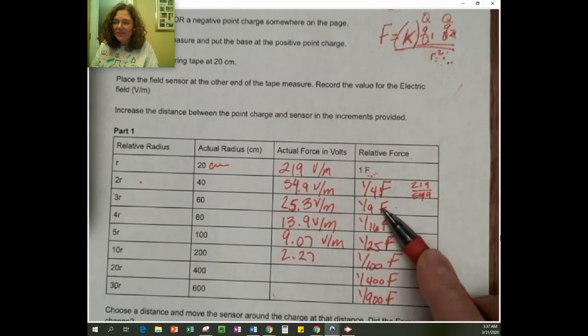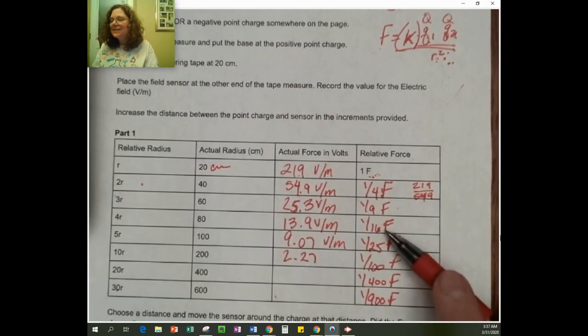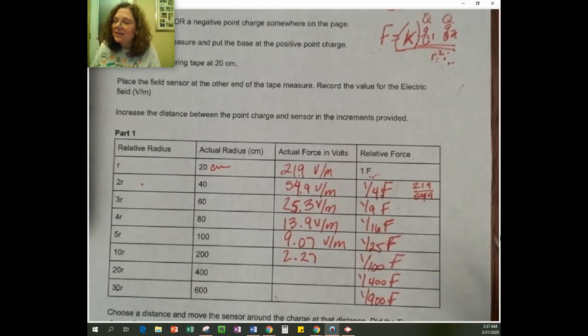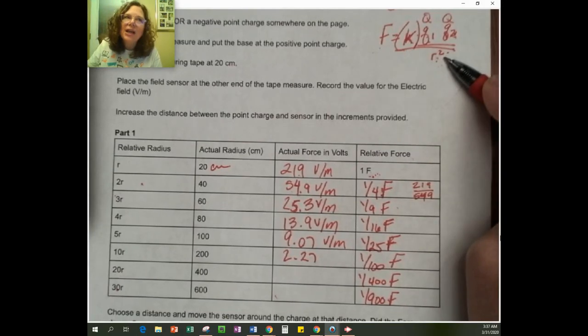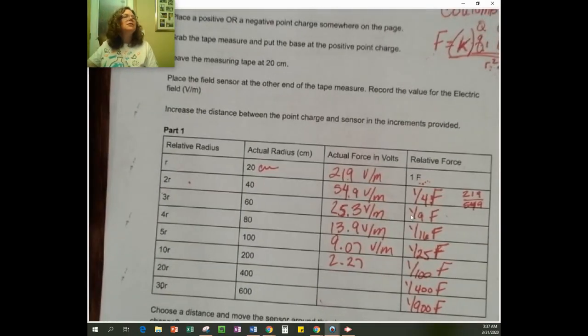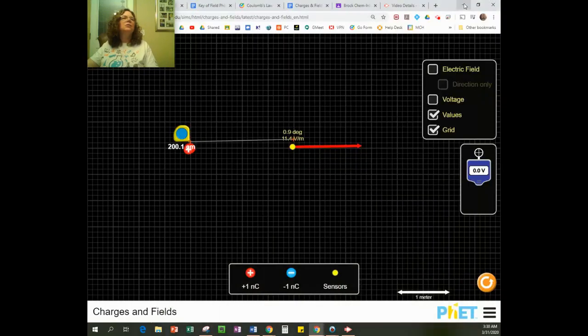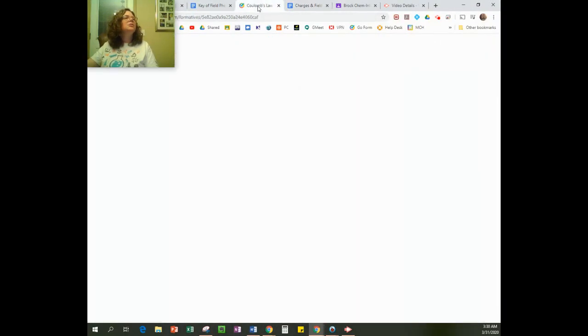All right, see how that's working? Here 4 times the distance, but it's not 1/4, it's 1/16 because it's squared. All right, so these are your notes. You are going to use these to fill out a formative.